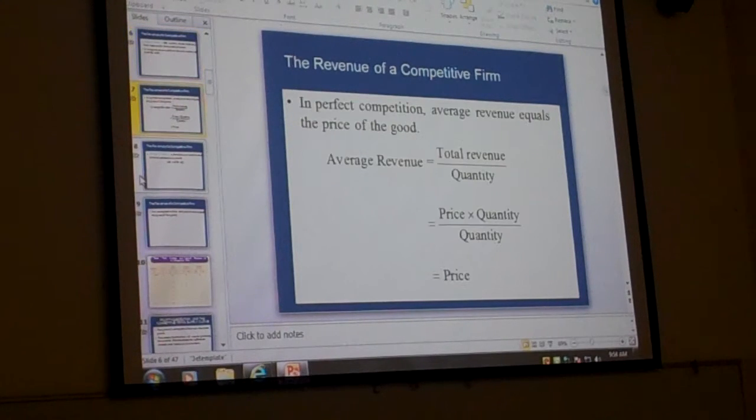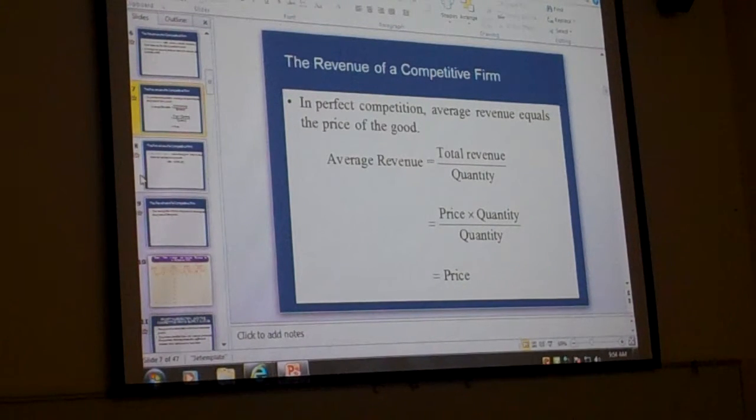Okay, good. So some identities. I know it's really circular, but hopefully it helps. Average revenue is total revenue divided by quantity. So if you sold 6 units at $6 per unit, total revenue is 36. Average revenue is total revenue, 36, divided by quantity. So 36 divided by 6 equals 6.